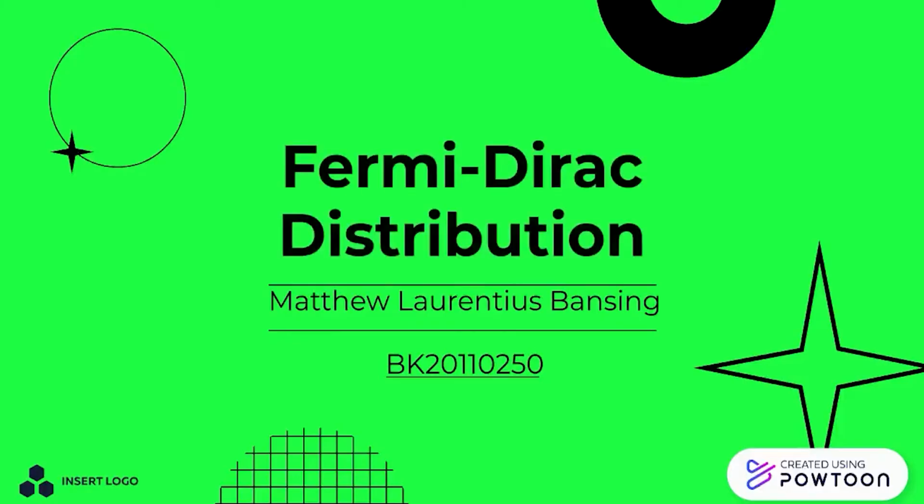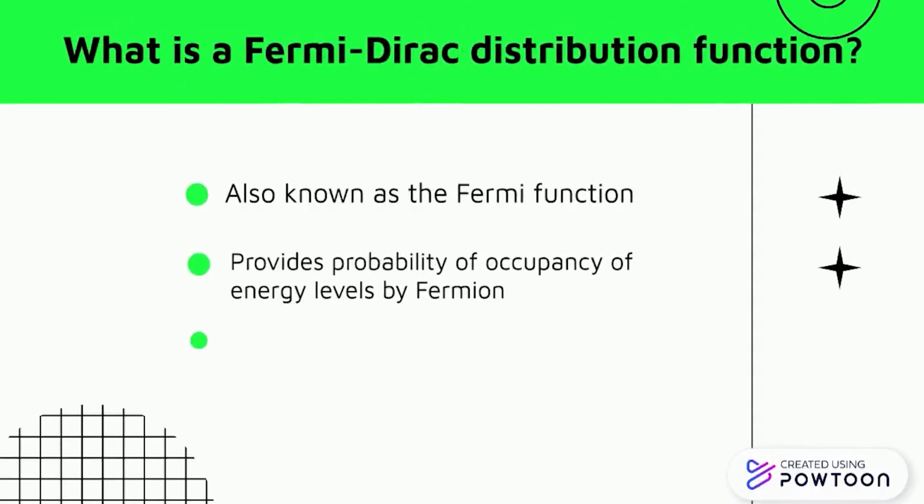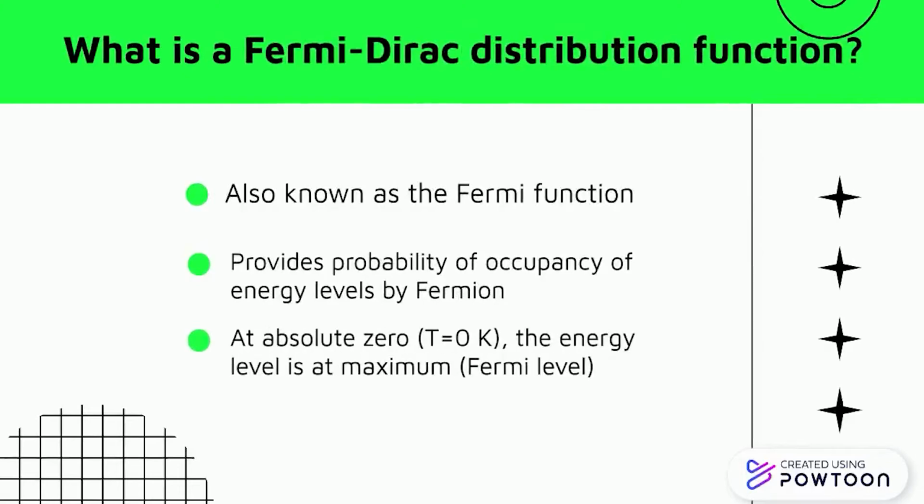Hello, my name is Methulan Chispansing and I'll be presenting about the Fermi Dirac distribution function. What is it? It's also known as the Fermi function. It provides the probability of occupancy of energy levels by fermions, which are kind of like electrons, and at 0 Kelvin, the energy level, the Fermi level, is at maximum.